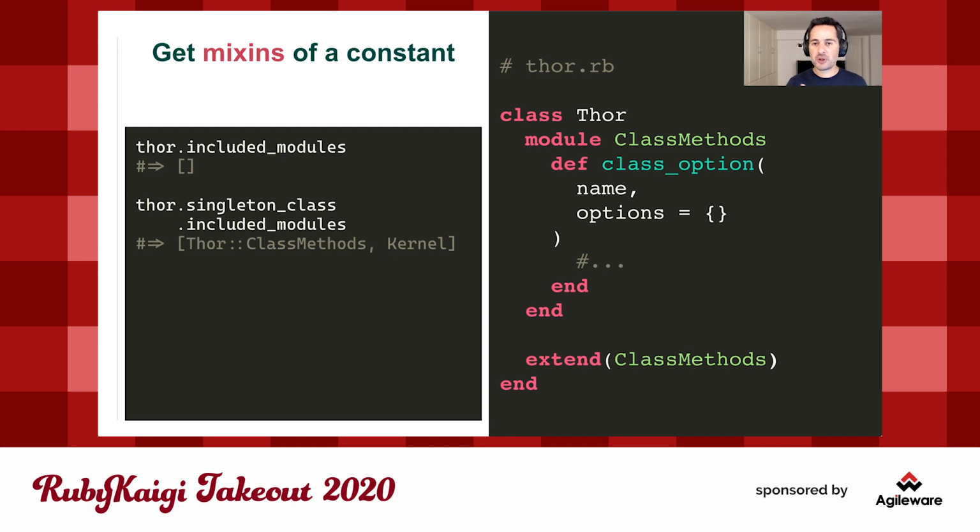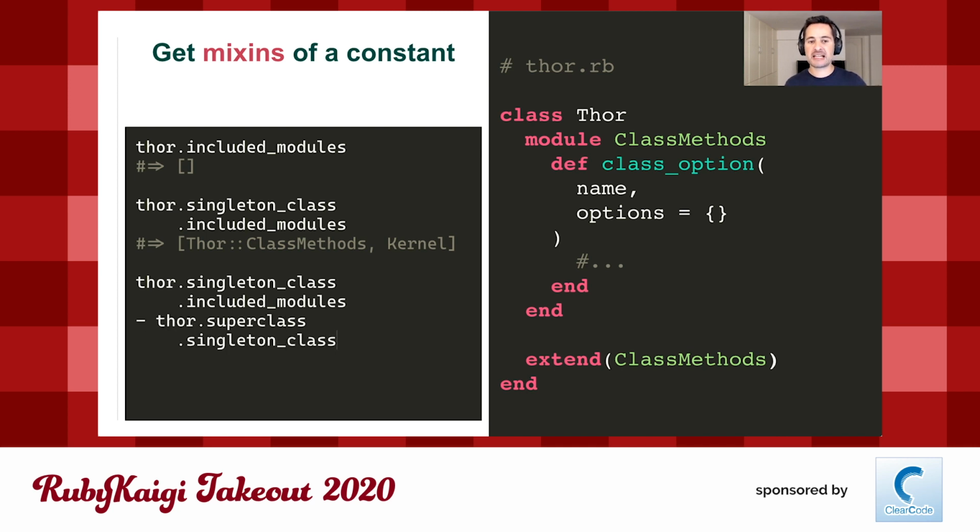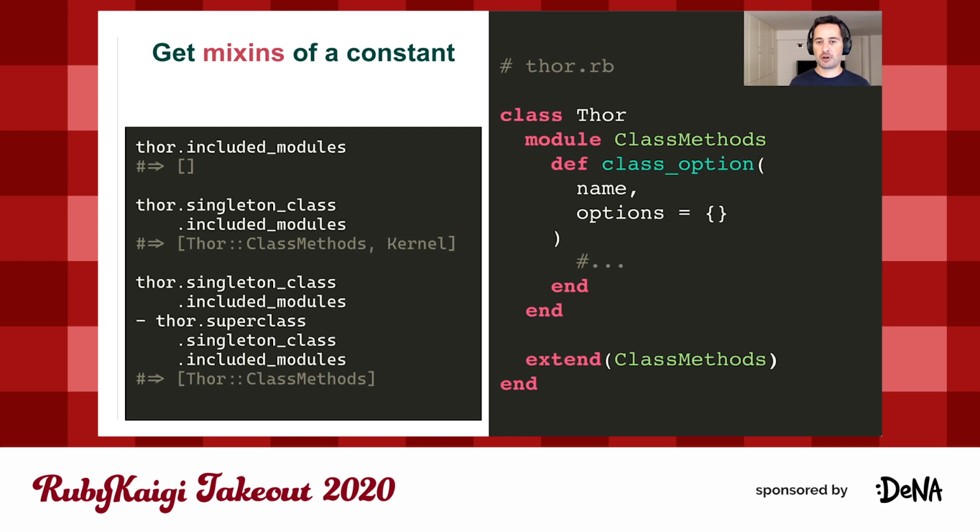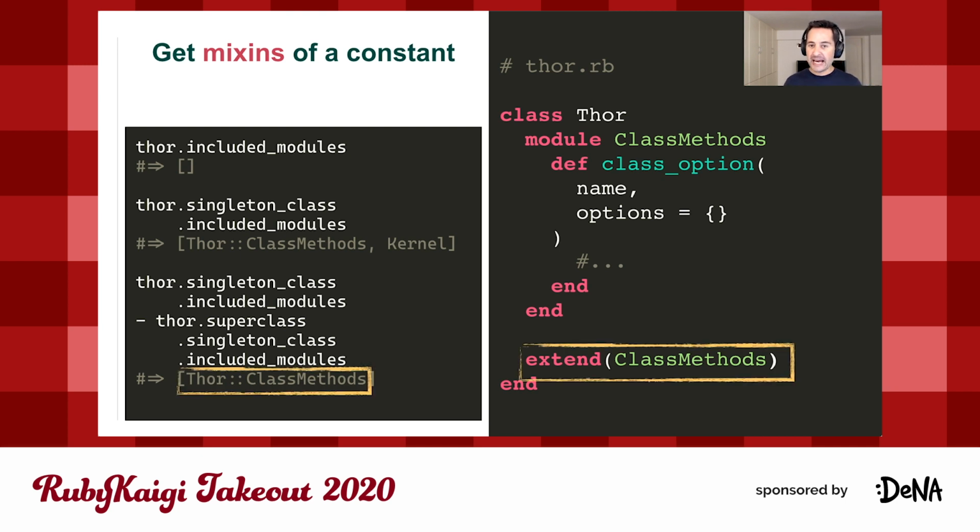Okay, that's good. But we also get Kernel, because Kernel is included in the singleton class of Thor's superclass, which is Object. Object brings in Kernel. So we want to get rid of that, and we don't want any outside input into this whole process. So what we can do is get Thor's singleton class included modules, and then subtract from that Thor's superclass singleton class included modules, which will be Kernel. So we would have subtracted Kernel, and then we just get Thor::ClassMethods. And that gives us the extend that we need.